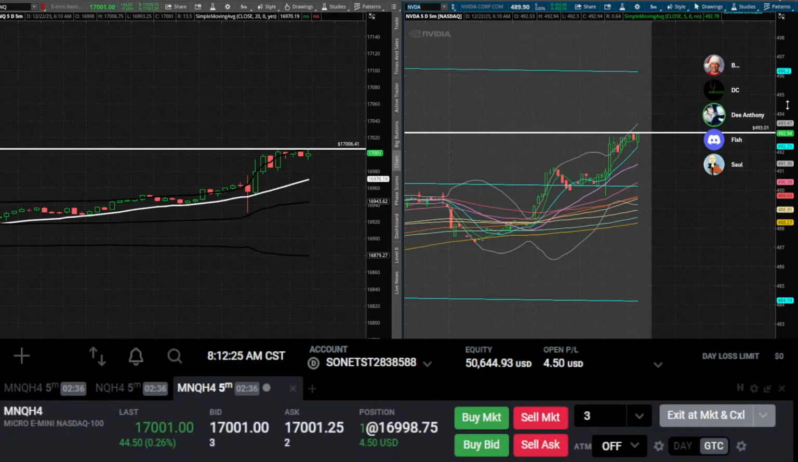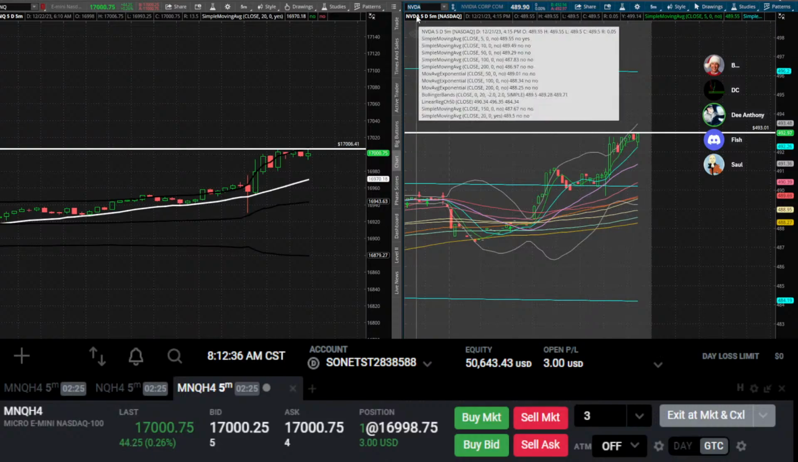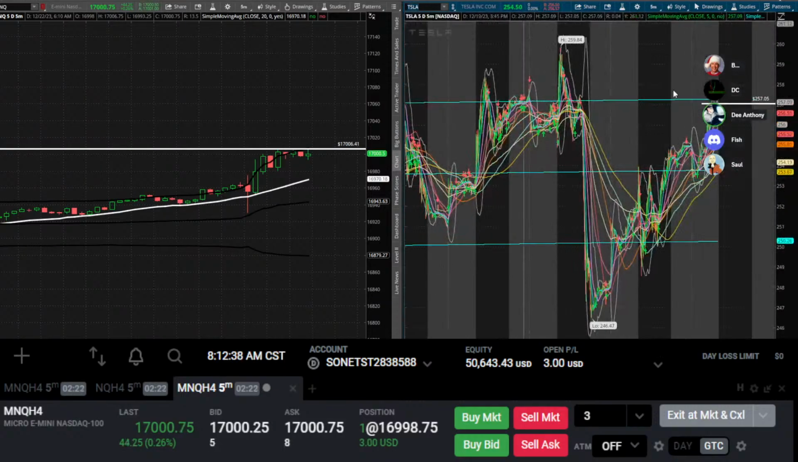Yeah, I like the way this NVIDIA chart is shaping up, actually. It's got the most room on a 5-minute time frame. Some of these other ones got a little bit of supply on a 5-minute. Maybe I go NVIDIA first. Look for this one first through pre-market highs.